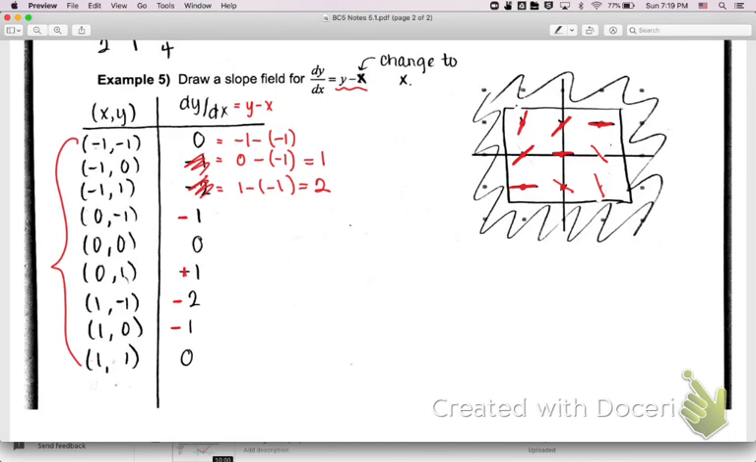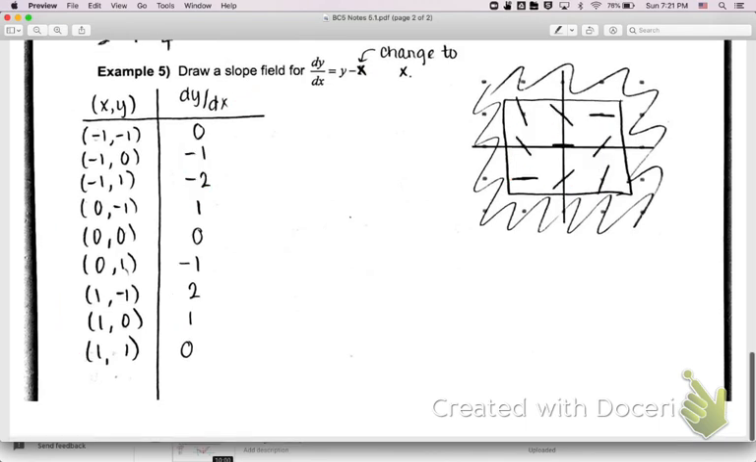So the homework assignment has some matching, drawing some slope fields. You're just kind of trying to get the hang of how these work. And that is it for your refresher on slope fields.